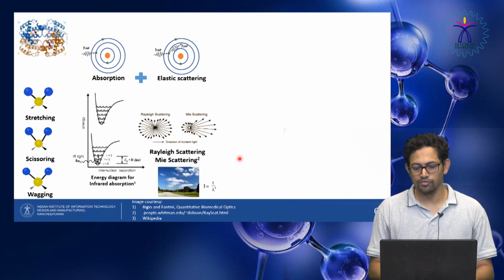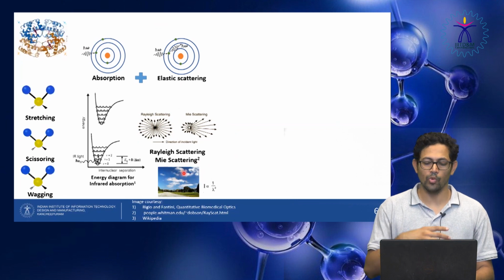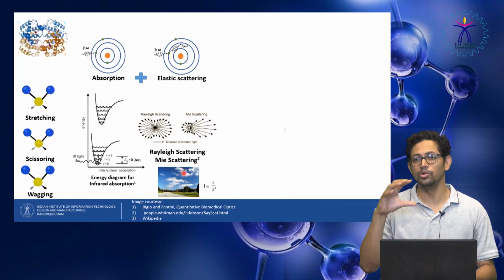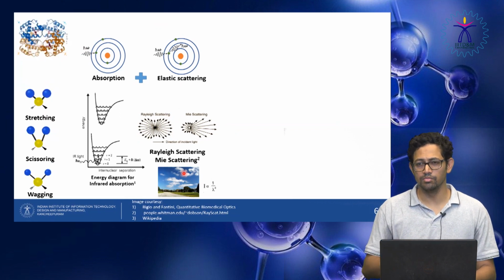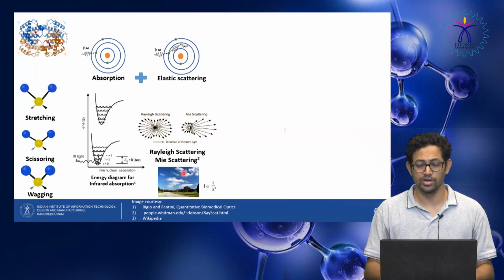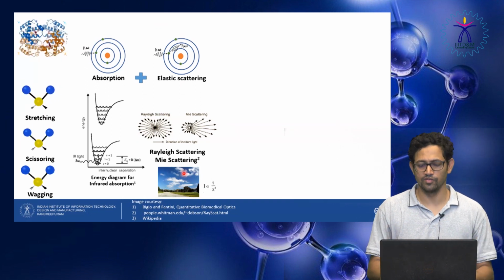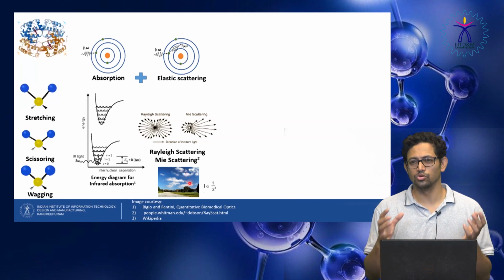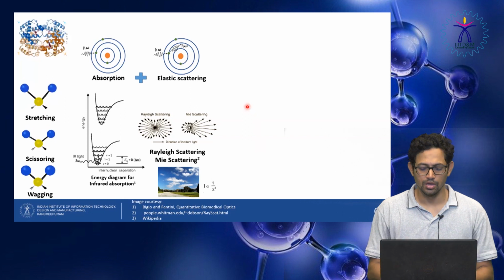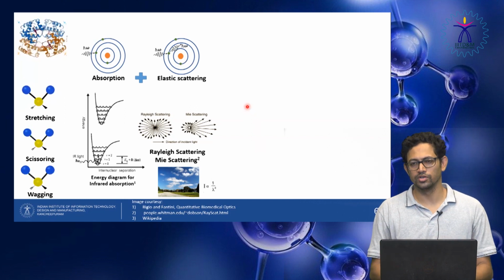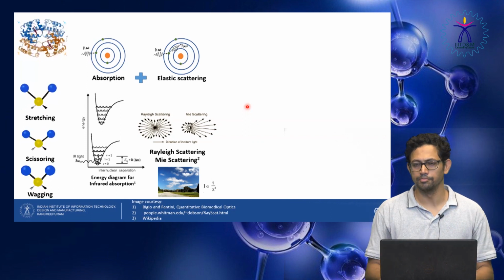One example of Rayleigh and Mie scattering is why the sky looks blue in the daytime, and why in the evening it becomes reddish or kind of orange. That is because of Rayleigh and Mie scattering. Why does the cloud look white? This is all because of the dimension of the species within the atmosphere and the clouds, which interact with the light coming from the sun.